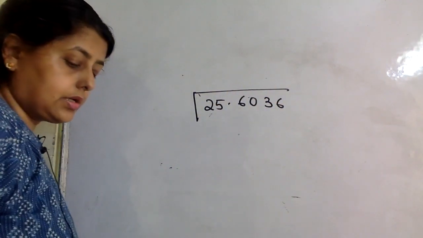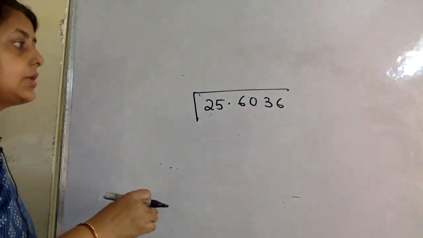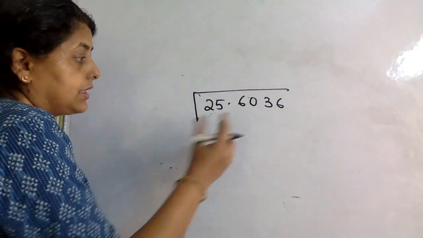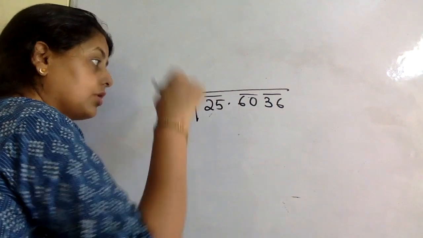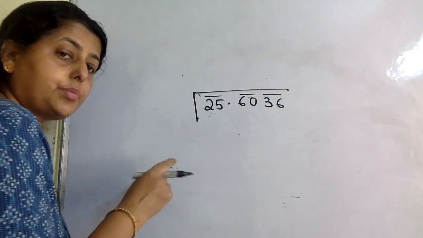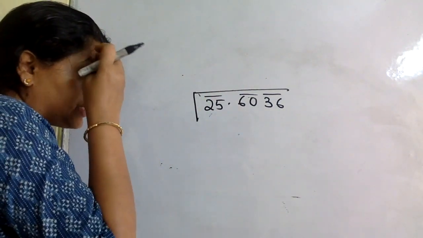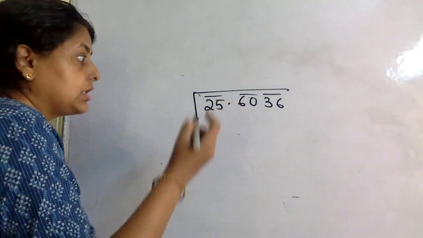25.6036. This is my number. How can we find the square root of this? Let's start pairing first. Do not forget to pair. You have to pair, because if sometimes we forget to pair, the sum goes wrong easily.